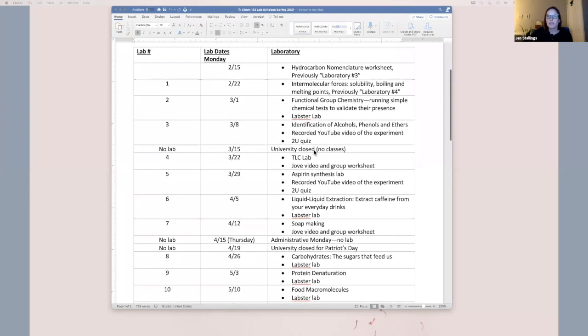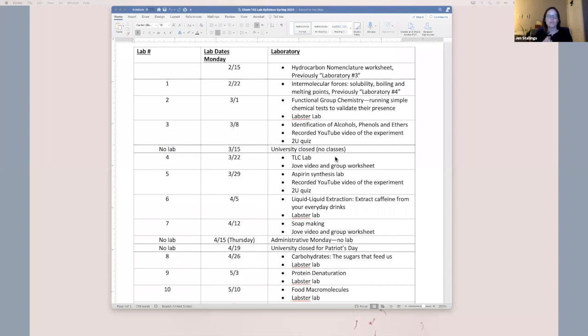And then the third type of lab we're going to be doing is another video-based lab. It's called Jove Video. So Jove videos give you, it's usually a 10-minute video. They're pretty short and they kind of go over a topic. Like in this video, it's going to be about TLC, thin layer chromatography. And then because they're so short, we'll do a group worksheet. So in your breakout room, you'll watch this 10-minute video, and then with your group, complete a worksheet together. And then you only submit 1 worksheet per group.